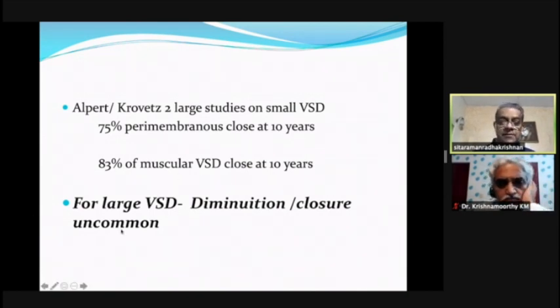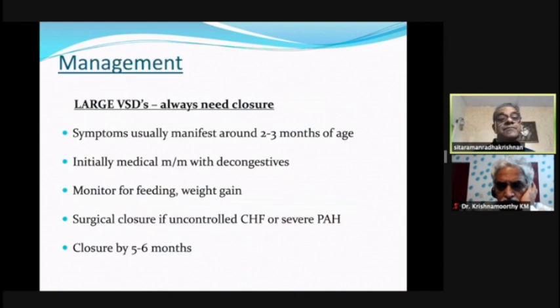But I have marked this in bold and capital letters: for large VSD, please do not wait for diminution or closure because it is very uncommon. And by the time you start waiting for it, most of them would be dead or they would have developed irreversible pulmonary vascular disease. So, when do you treat them? Symptoms, that is heart failure, typically occur in ventricular septal defect by 2 to 3 months of age. So, initially, you want to treat them with medical management with decongestives, monitor feeding and weight gain, and if it remains large, then please close it between 5 to 6 months of age.